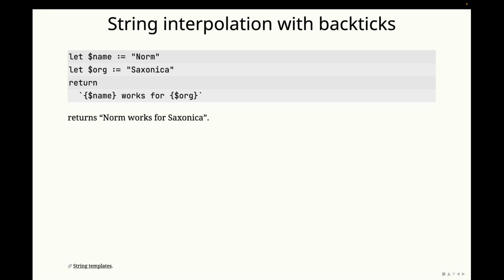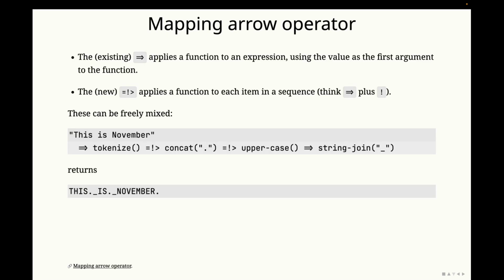Also new is string interpolation with the new backtick quote marks. So XPath already includes functions and operators to construct string values, but lots of folks have found string interpolation to be convenient. I believe backticks are also the standard in JavaScript.